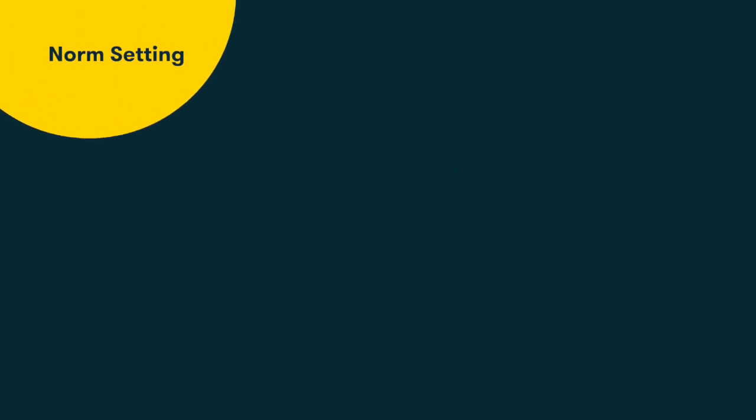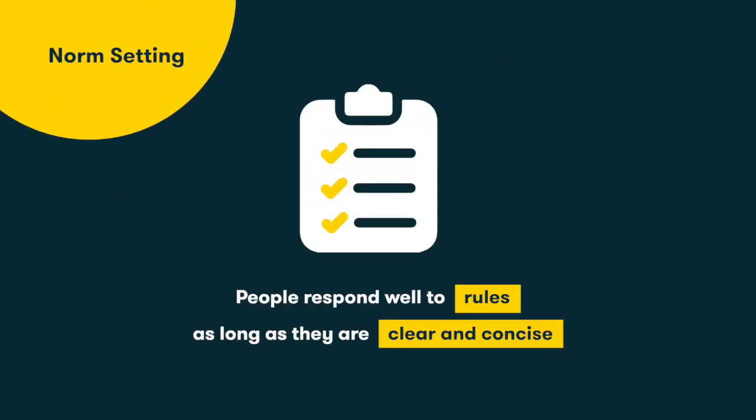The third stage of development is norm setting. Most people respond well to rules as long as they are clear and concise. So, in order to inform students of their responsibilities and the boundaries of the classroom, you need to make the class rules known as soon as possible.